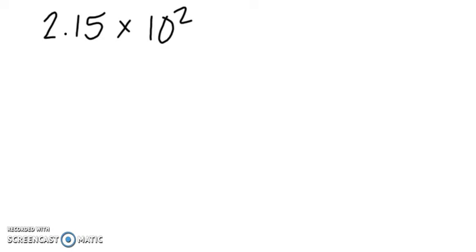Okay, so here's my first equation, 2 and 15/100 times 10 to the second power. This is something that you should be able to demonstrate on a place value chart, and you should also be able to explain in words the shifting of your digits on that place value chart. So I can go ahead and quickly draw a place value chart.